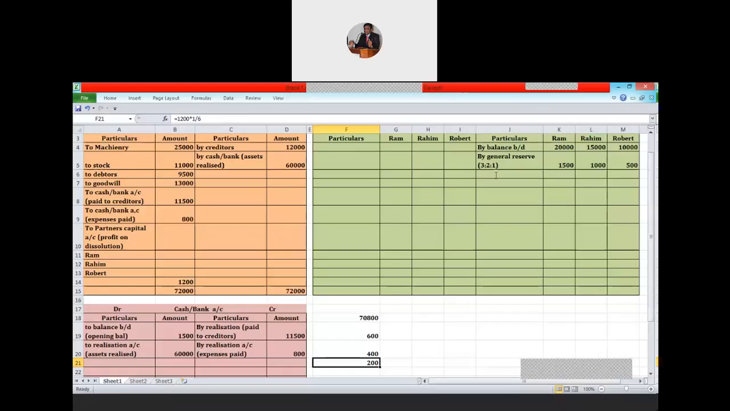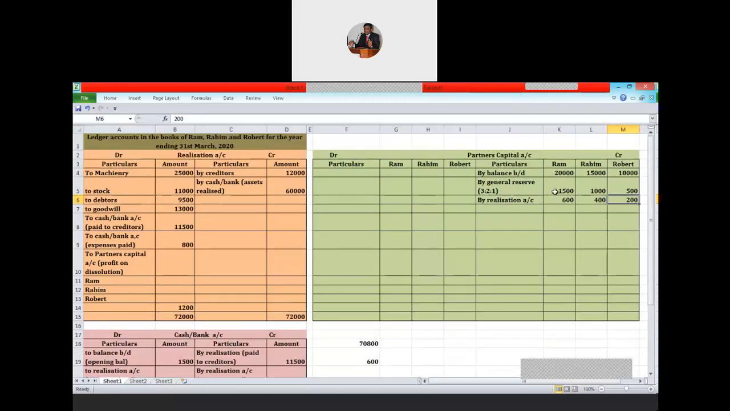So the corresponding entry for the profit on account of dissolution in partners capital account will be on the credit side, by realization account: share of Ram is 600, share of Rahim is 400 and share of Robert is 200. So students, we have closed the realization account and the next step is to close the capital account.